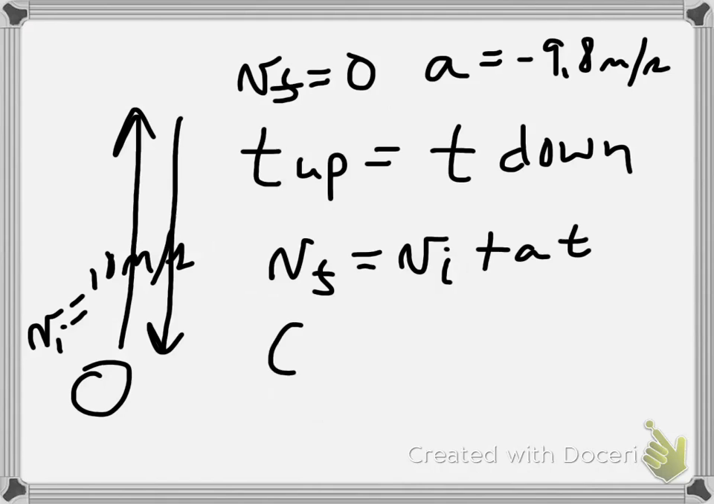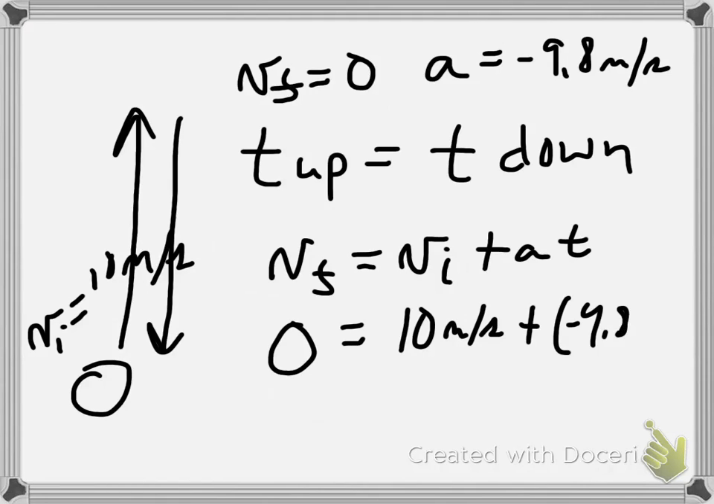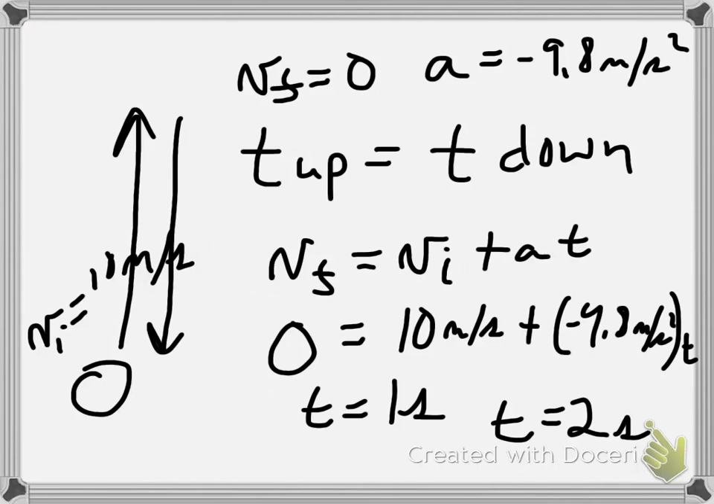Okay, so our final velocity is 0, initial velocity is 10 meters per second, plus our acceleration due to gravity. Oops, I'll have to square it off up there. Times that time. Okay, that time comes out to be roughly 1 second. So that's the time to just go up. Then the time to go down will be double that, so total time of 2 seconds.